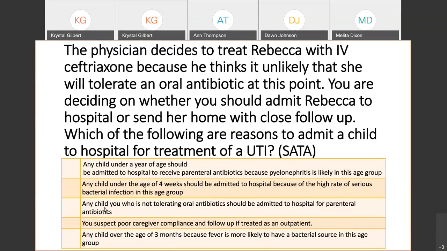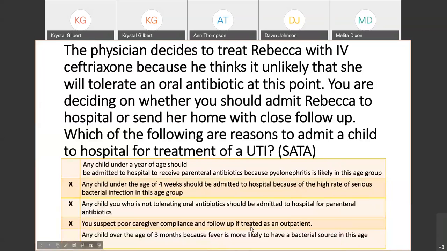So 1, 3, you suspect 4, caregiver? Nah. A child over the age of 3 months, because fever is more likely to have a bacterial source in this age group. So anyone that's not tolerating, that's not the case in this one, but I guess it's asking what would be a reason to admit. But yeah, if you don't believe the caregiver is going to be compliant to give the child their antibiotics at home, then we might want to look for admission.